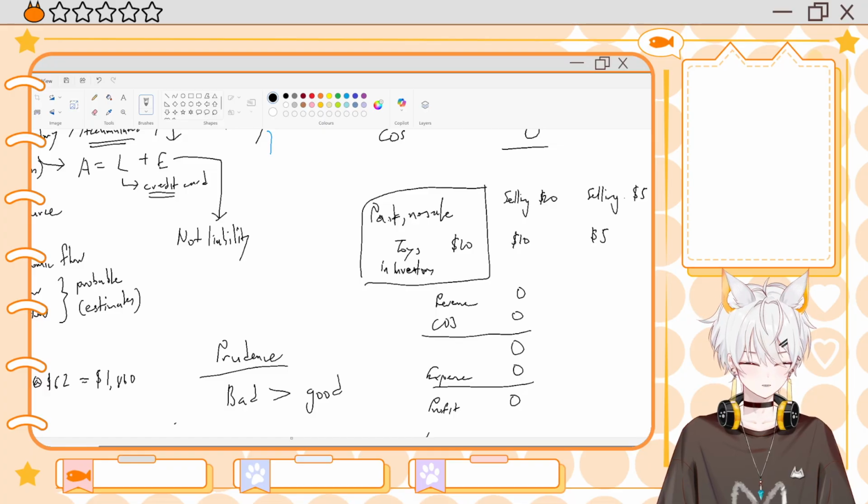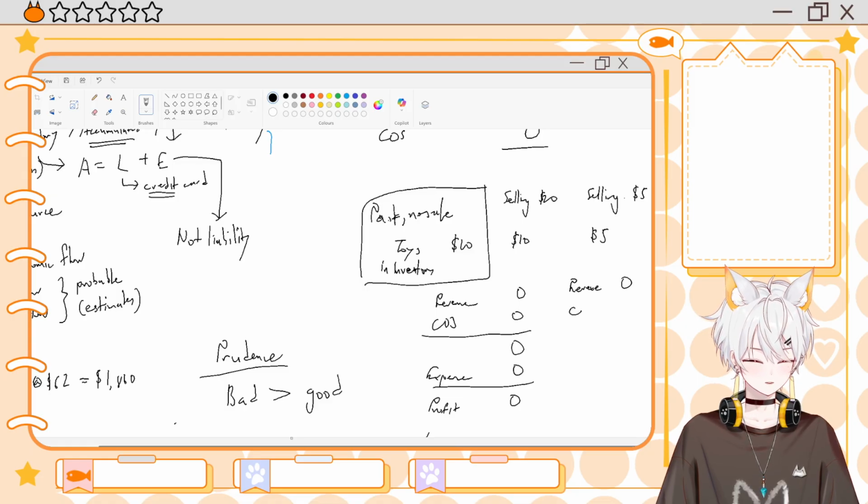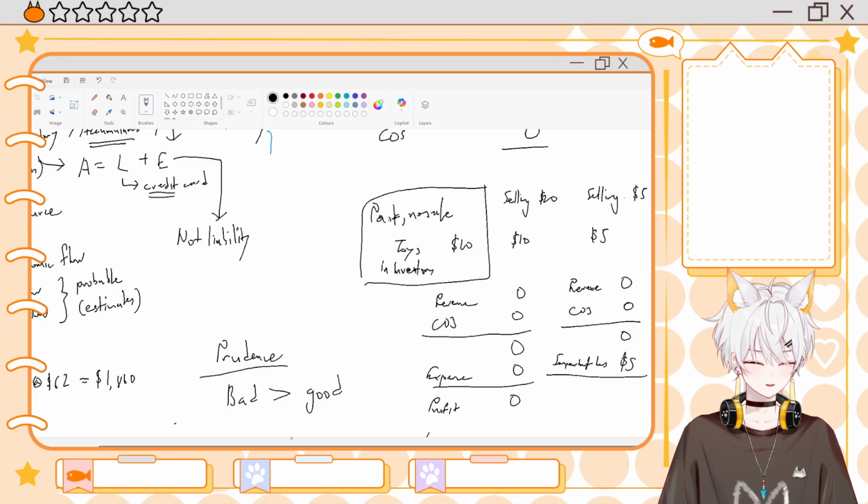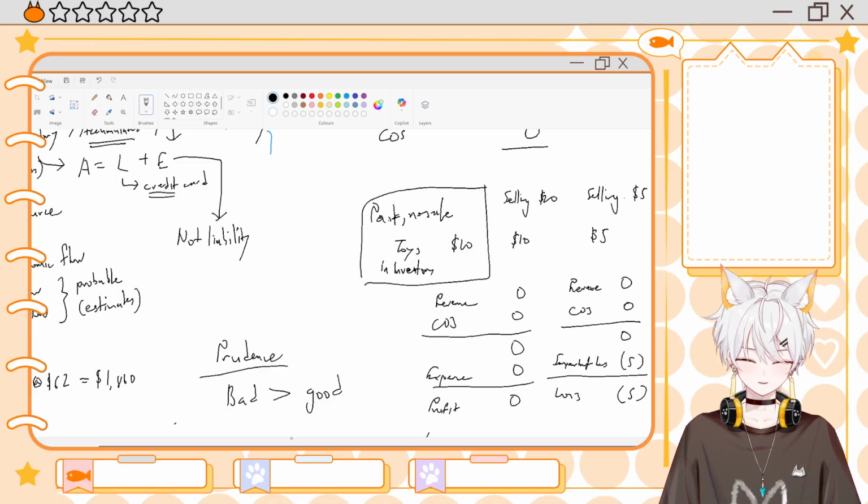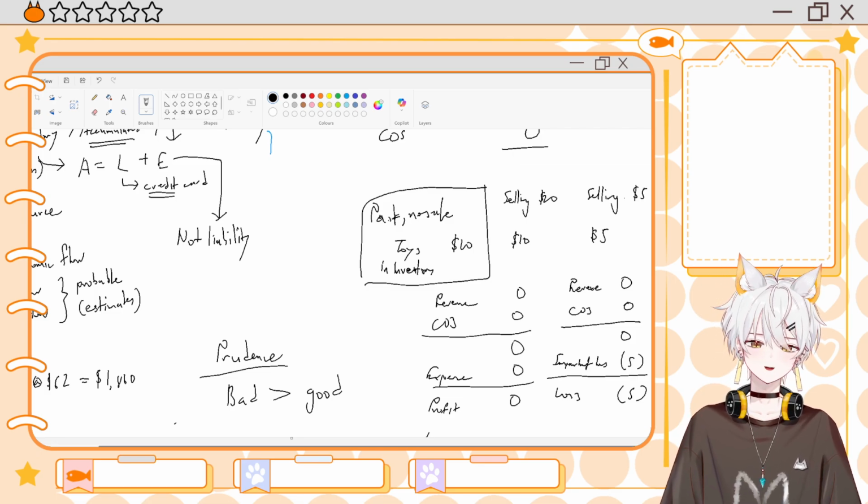But even when you didn't sell here, your revenue is still 0. Your cost of sales is also 0 because you didn't sell. And your expense becomes an impairment loss of $5, 10 minus 5. Suddenly, you have a loss, even though you didn't do anything.